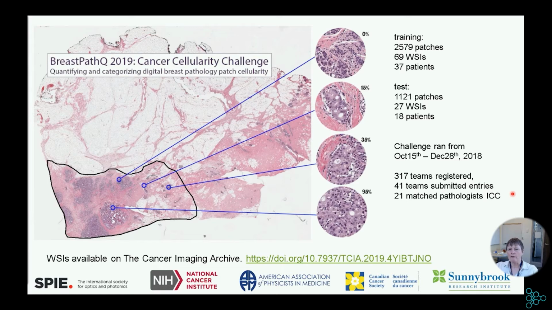The top two teams, neither of them knew anything about digital pathology. They just knew how to run convolutional neural networks, because it was a patch-based method and therefore relatively straightforward to take a patch and try to regress on these values here.